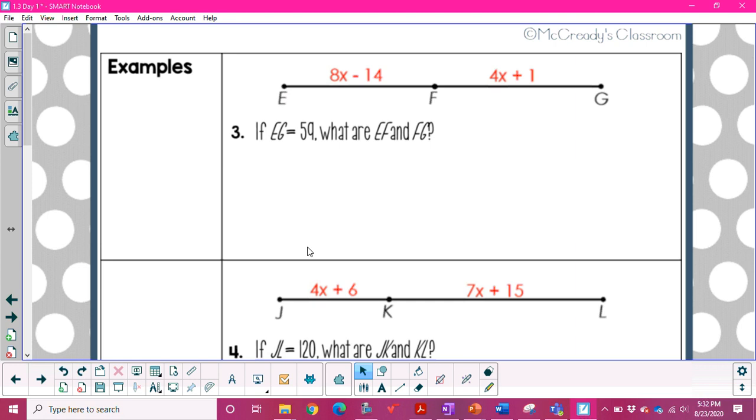Okay, so looking at this first one right here, we have if EG is equal to 59, what are EF and FG? Okay, well, EG is the length of this whole thing, right? And then EF is this part, which is 8x minus 14, and FG is this part, which is 4x plus 1. Okay, so we want to know if this whole thing is 59, what are EF and FG?